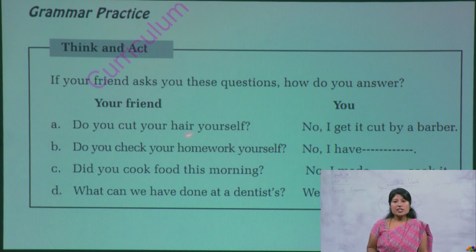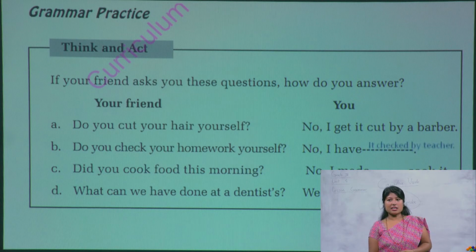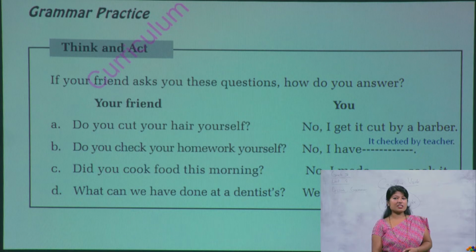Do you check your homework yourself? Do you check it yourself? Not usually, right? So usually, no. The answer is no. What should be the answer? I have it checked by the teacher, right? So next, let's move to the next question.